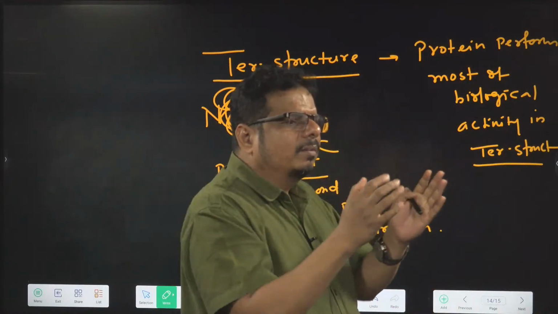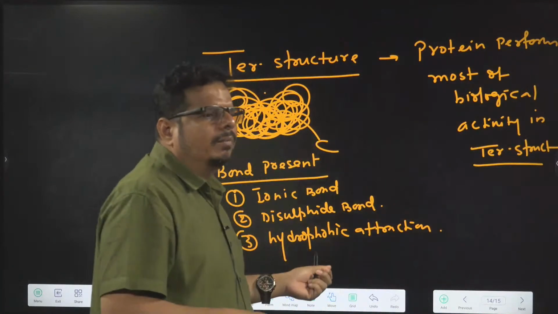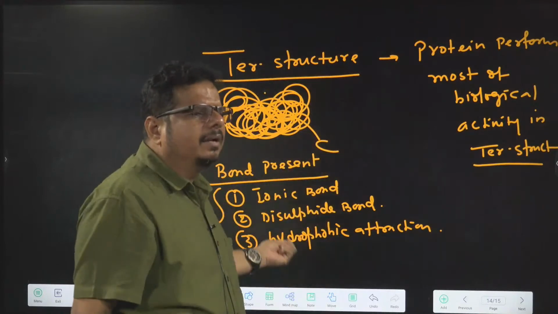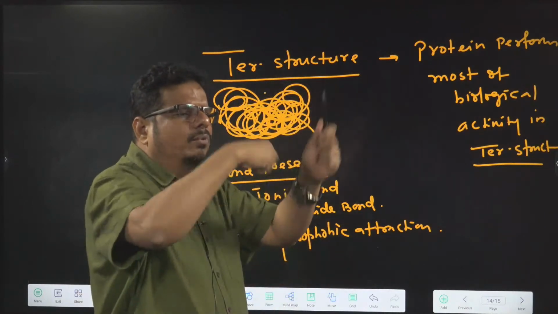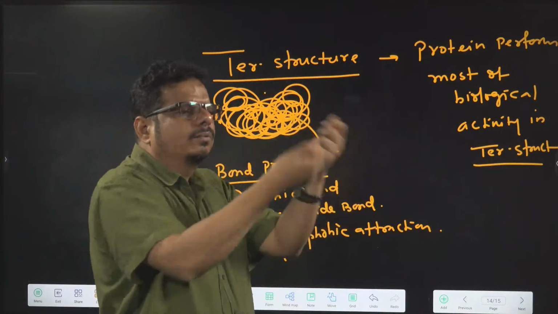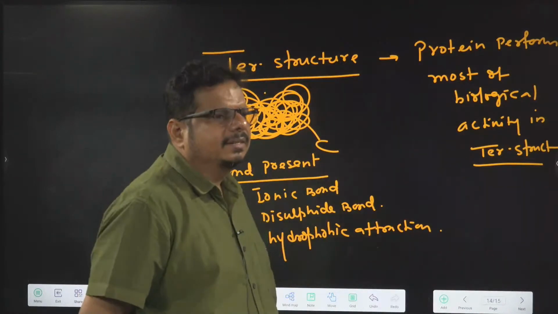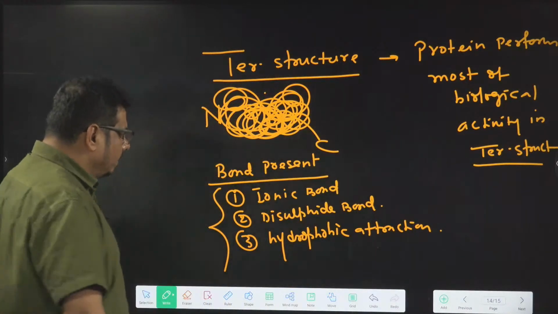Everywhere an ionic bond is forming, a fold will come. Everywhere there is hydrophobic attraction, a fold will come. Everywhere there is a disulfide bond, a fold will come. Fold, fold, fold, fold, and they form a globular structure. And it is the tertiary structure of the protein.